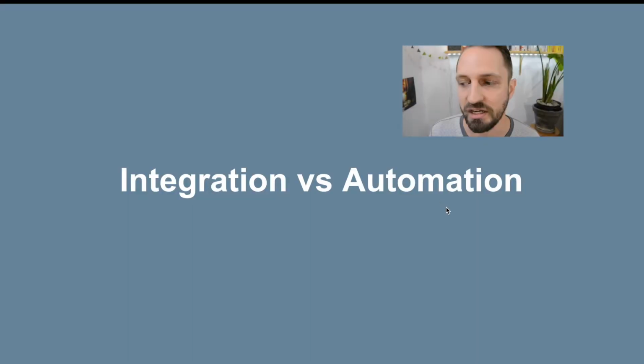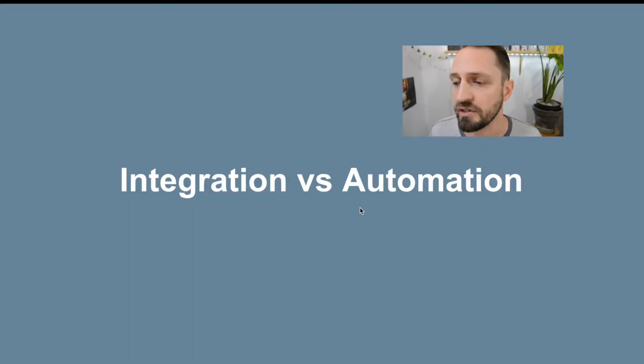Okay, so we're going to get through some terminology. We won't take too much time on this. I know terminology is not that much fun, but it's going to be a little bit helpful as we work through the zaps and applets. So let's look at something that I think is really important to get right at the very beginning, and it's the difference between an integration and an automation.